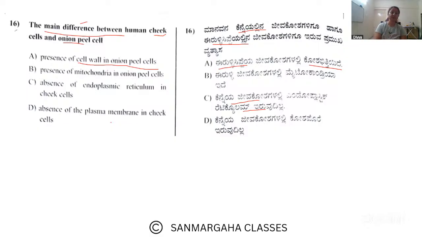Then absence of plasma membrane. Absence of plasma membrane in cheek cell. So cheek cell is an animal cell. Plasma membrane should be present, correct? So plasma membrane is present in cheek cells. So it is not absent, it is present. So our answer is option A, presence of cell wall in onion peel cell. Okay, so that is the major difference between plant cell and animal cell. That is what it is. There is a cell wall in onion peel cells. So our option will be option A.